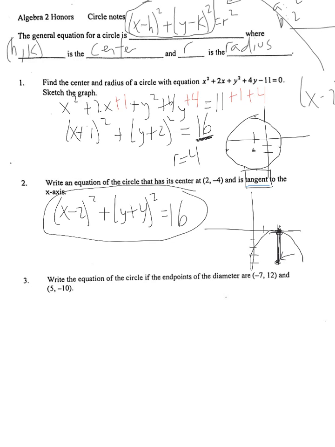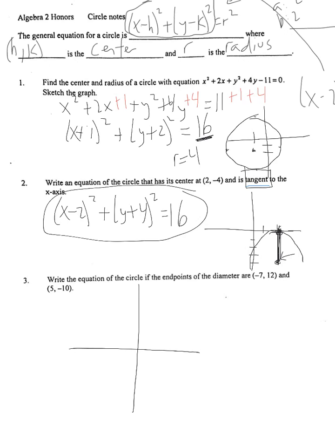Alright, on to number 3. Write the equation of the circle if the endpoints of the diameter are (-7, 12) and (5, -10). Okay, so there's going to be problem solving in all these. They're not all the same. I mean, they're all different problems. We've got to think. But any information they give you, I would go ahead and plot it. So I'm going to graph (5, -10) and (-7, 12). It doesn't have to be good because it doesn't even say graph it.